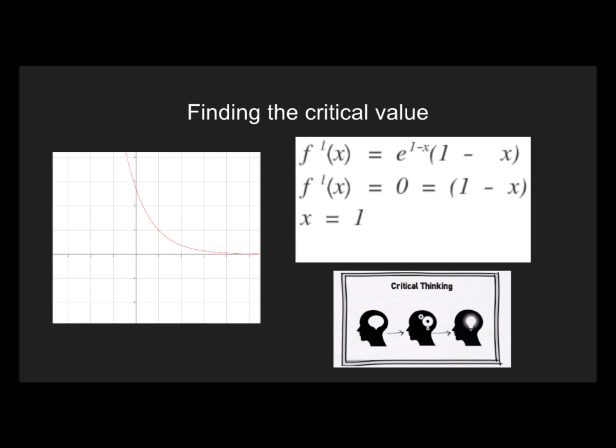Now, we want to find the critical value by setting the first derivative equal to 0. And as you can see from the graph to the left, e to the 1 minus x never quite equals 0, so we can ignore that part for now. We just want to look at 1 minus x is equal to 0. And when we simplify, we find that x is equal to 1, which is our one critical value.